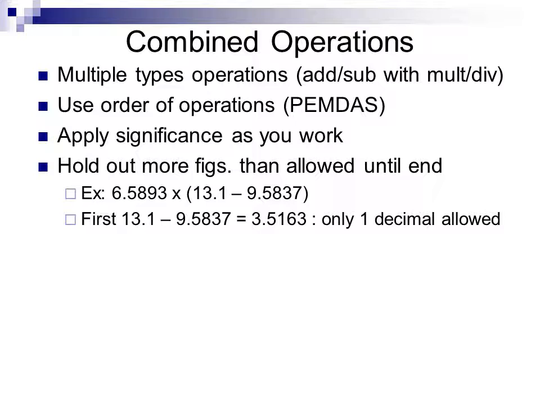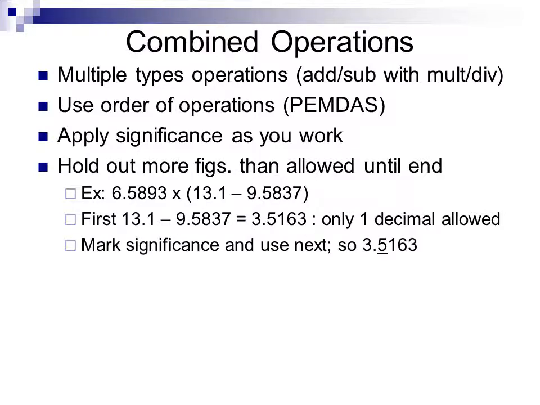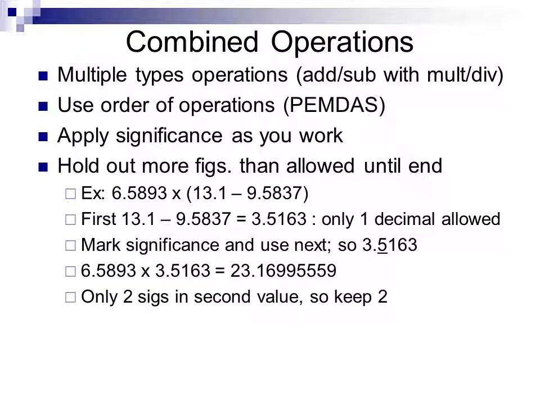But we're going to hold out more decimal places for the sake of preventing rounding error. So we will mark where that significance actually is in this fashion, and then use it in the next operation. If we take 6.5893 and multiply it by 3.5163, we get an answer of 23.16995559. Now, our original number that we multiplied by, the 3.5163, was only allowed 1 decimal place, which would limit its number of significant figures to 2. So we're limited now to 2 significant figures in our final answer, which means we will round at the second value in the number, rounding to 23 as our final answer.